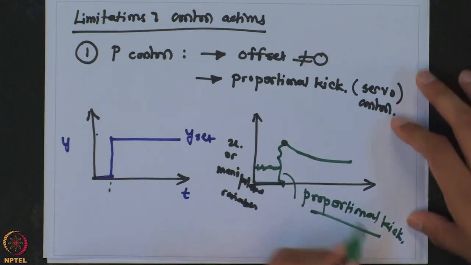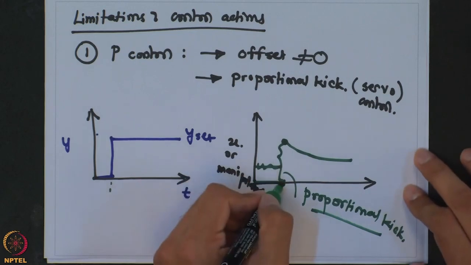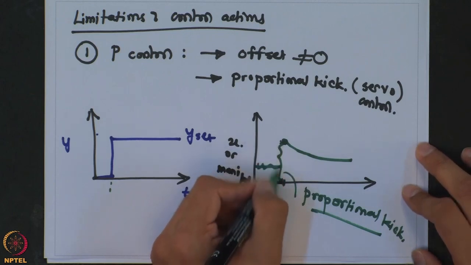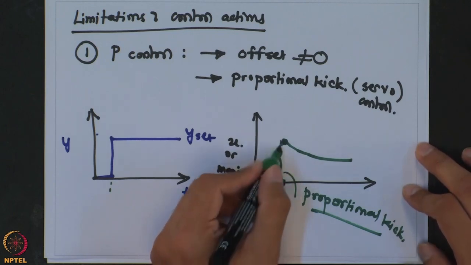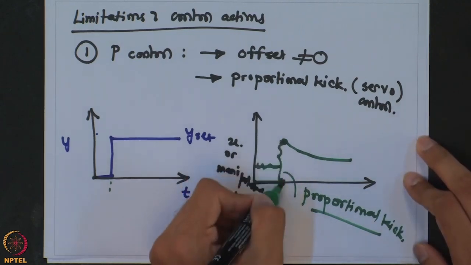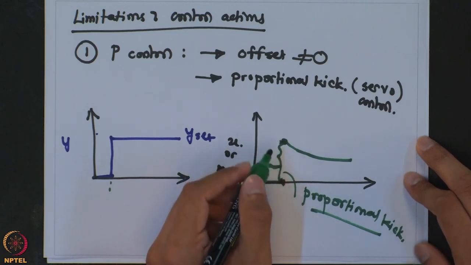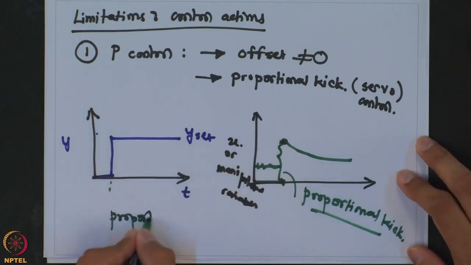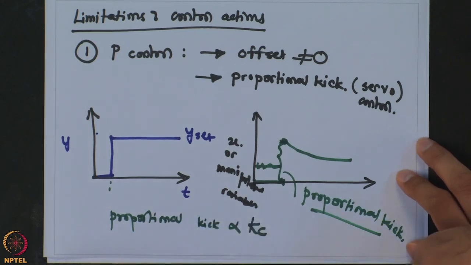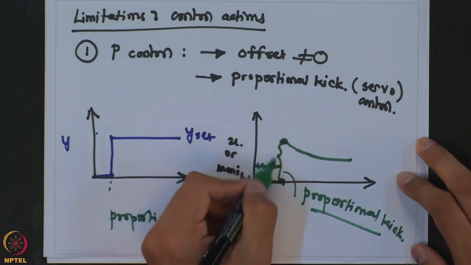So that means it just kicks the response, it just asks the response or the manipulated variable to go to a new value almost instantaneously. Again, practically this is not possible and it will cause a little delay in reaching the final steady state. But the idea is that it causes this abrupt change in the manipulated variable, and this proportional kick is proportional to the controller gain. So again, it tells me that the higher the controller gain I go with, higher in terms of magnitude, the proportional kick will become bigger and bigger.